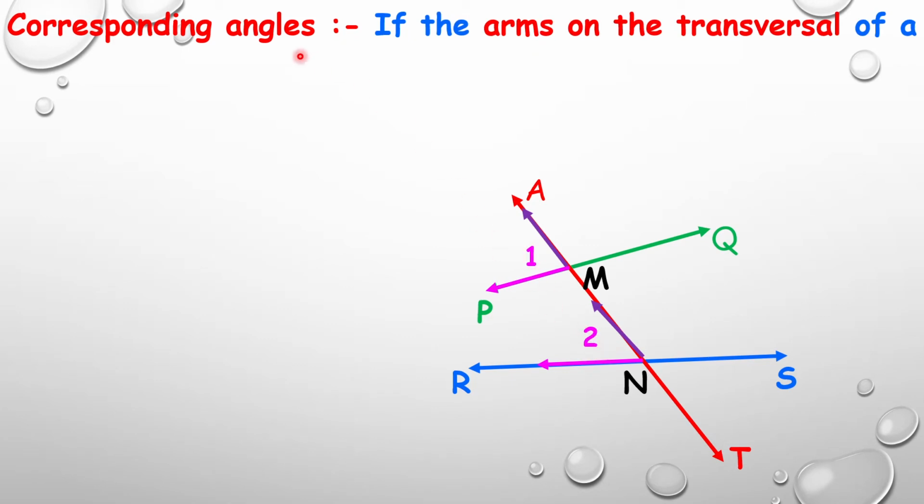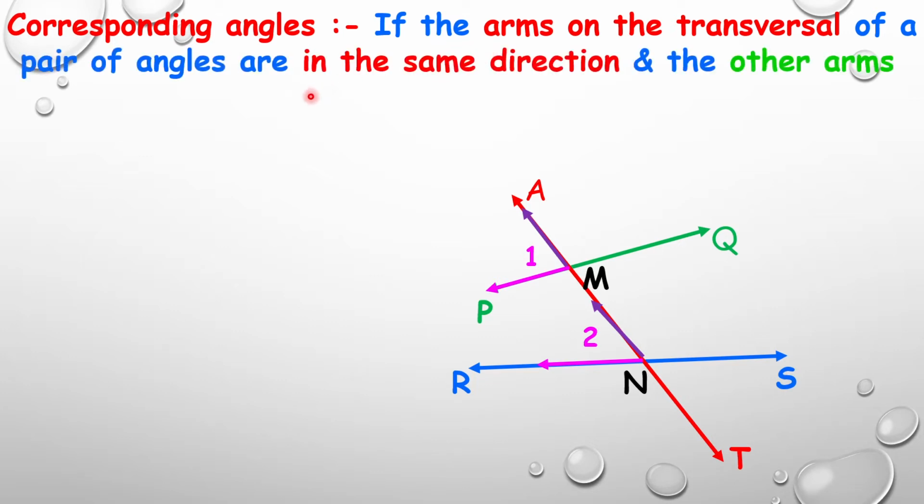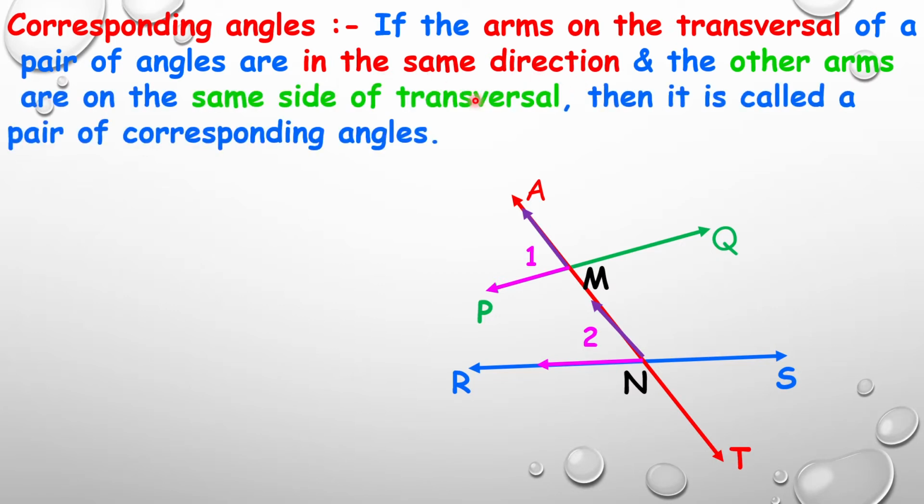So definition of corresponding angle is if the arms on the transversal of a pair of angles are in the same direction and the other arms are on the same side of transversal, then it is called a pair of corresponding angle.